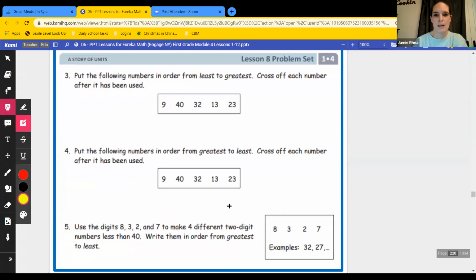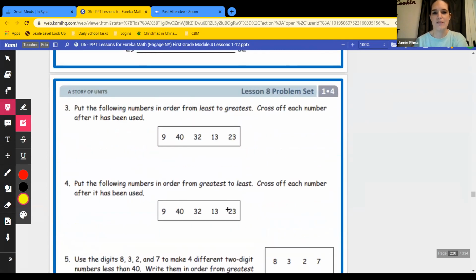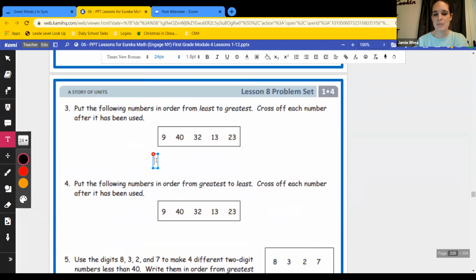Then we're going to come down here and look at 3 and 4. Put the following numbers in order from least to greatest. Remember, least means less, greatest means more. Cross off each number after it's been used. So you can type it right here in a text box. Which one's going to come first, second, third, fourth, and fifth, okay? I don't mind if you don't cross off after they've been used. Just make sure you have them all, okay?